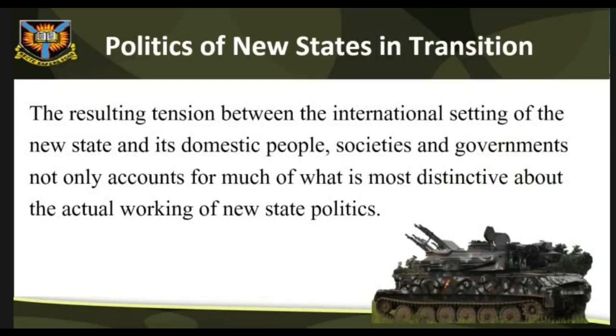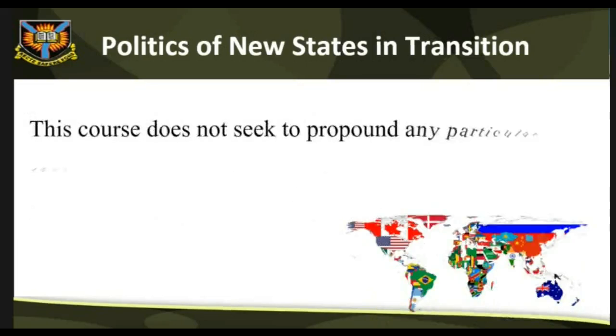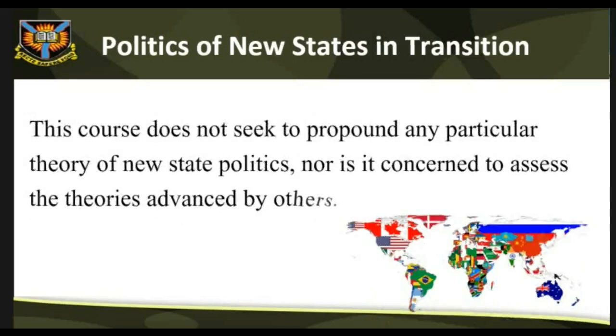Implicitly, or more often, explicitly, underlying this was normally a charge of capitalist exploitation as positively creating the poverty of the new state, and a belief in fundamental change, usually of a revolutionary kind, as the means by which this should be reversed. This course does not seek to propound any particular theory of the new state politics, nor is it concerned to assess the theories advanced by others.